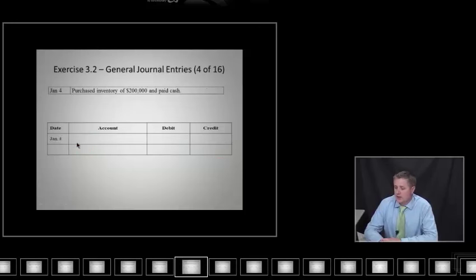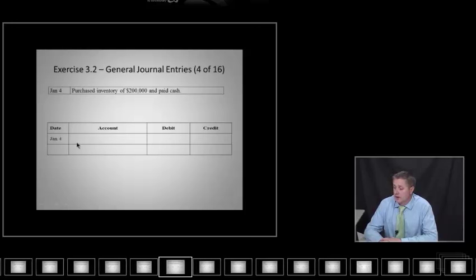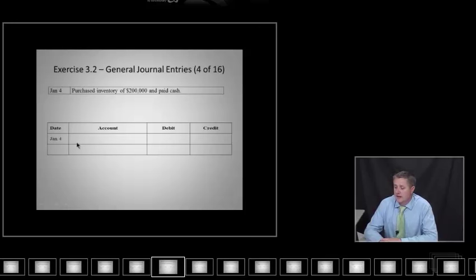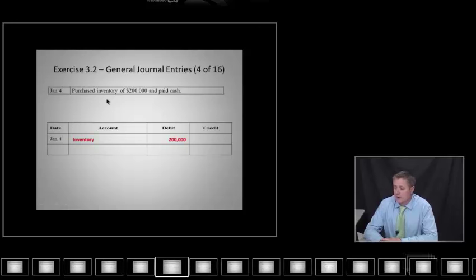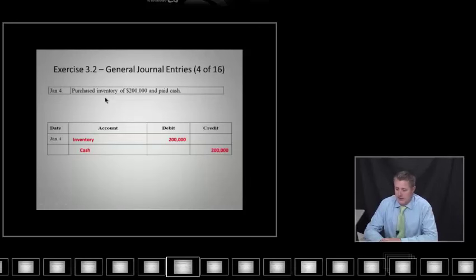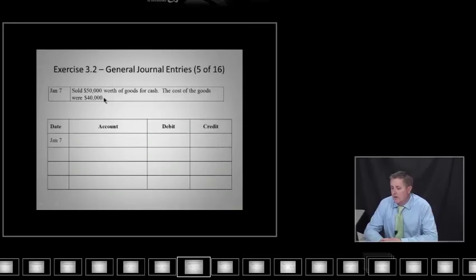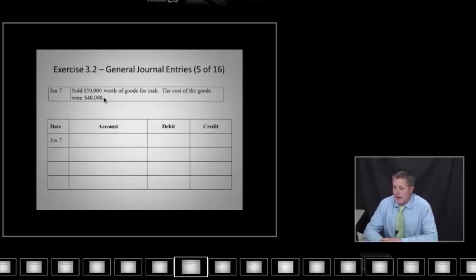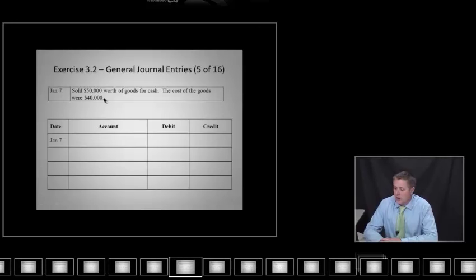Next up is a transaction on January 4th where we purchased inventory of $200,000 paid in cash. Again, we would debit inventory for $200,000 and credit cash for $200,000. On January 7th, we sold $50,000 worth of goods for cash. The cost of the goods that we actually sold was $40,000.